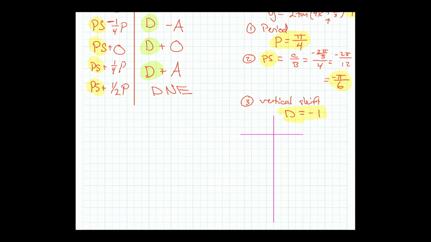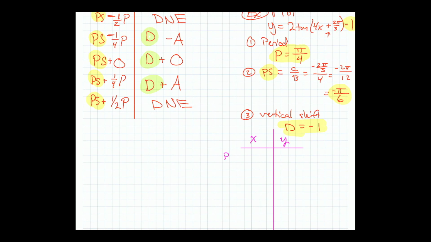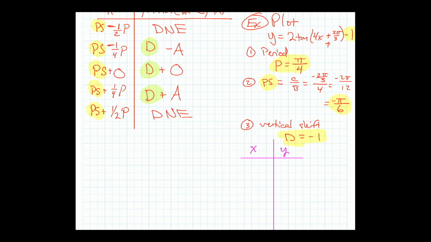So our table, X and Y, just going to copy this. So we got the phase shift. Well, I don't want to write that. Phase shift minus 1/2 period. What's the phase shift? Phase shift is negative pi over 6. So negative pi over 6 minus 1/2 period, which is pi over 4.